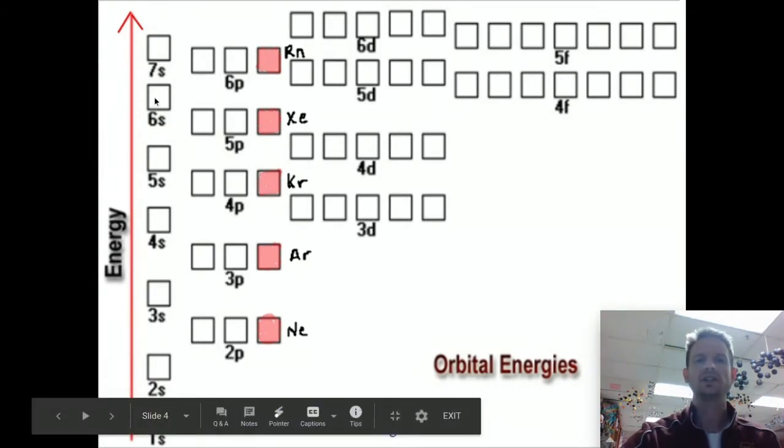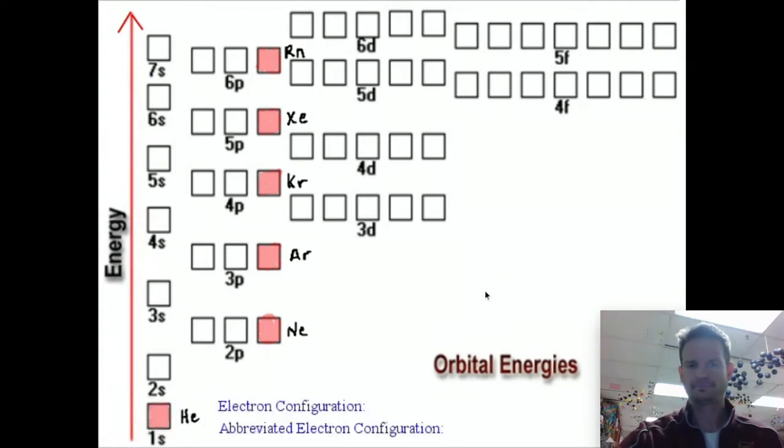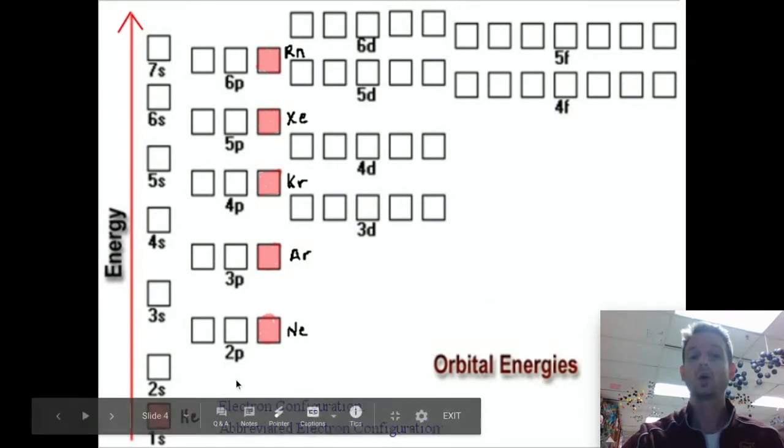So S's only have one street. They have one box in this case. And then P's have 3 boxes. D's have 5 boxes. F's have 7. Those boxes are the orbitals. So we can see that we have the energy level, we have the sublevel, which helps us know where we are in the periodic table. You should be able to find your 3s on your periodic table, and then here we have the orbital.